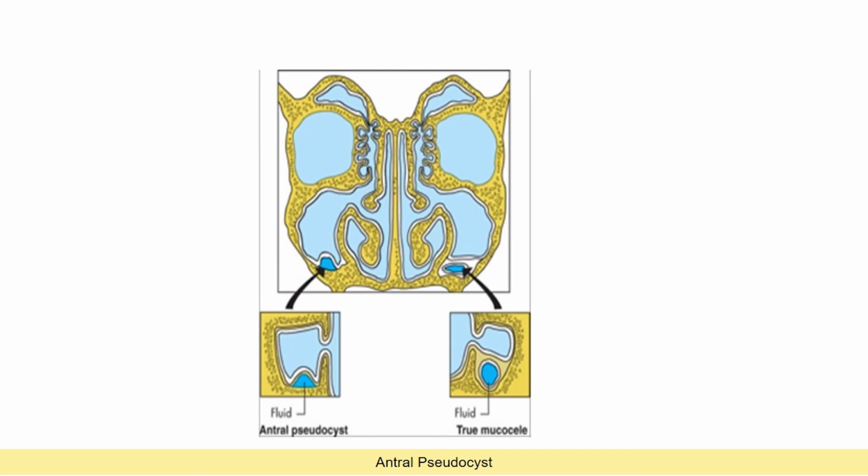From the diagram above, you can see the difference between an antral pseudocyst and a true mucocele. The fluid within the antral pseudocyst is not surrounded completely by the epithelium, unlike the true mucocele.